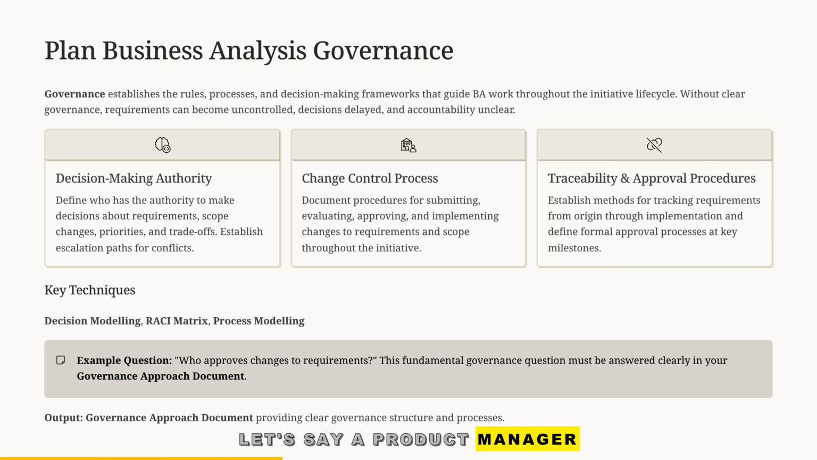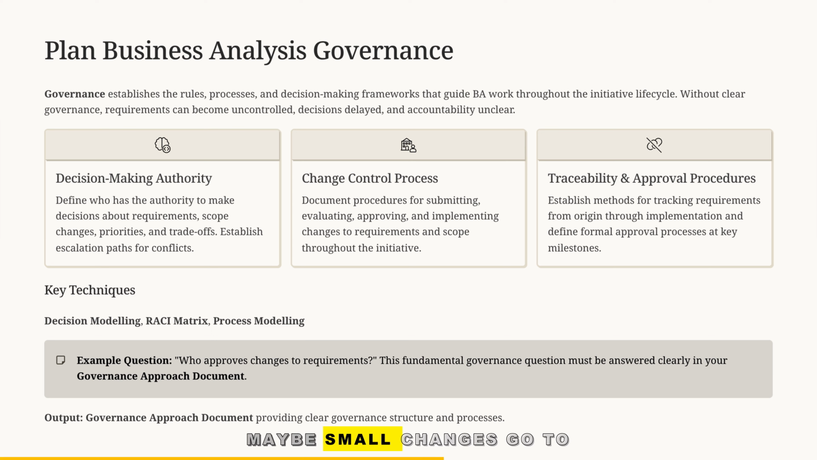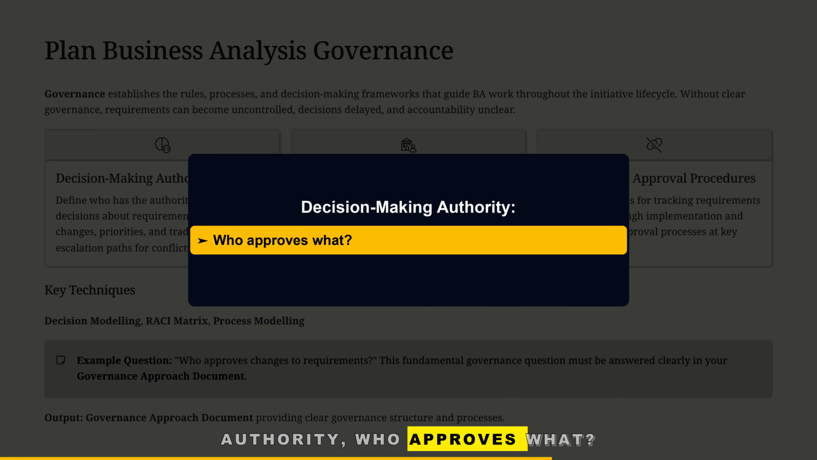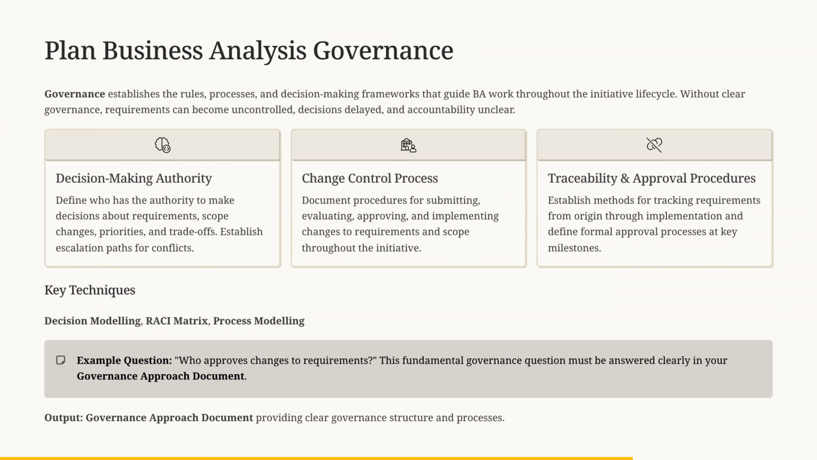Let's say a product manager requests a new feature halfway through a sprint. Without governance, that could derail development. With governance, there's a defined change control process. Maybe small changes go to the BA, larger ones go to a change control board. We also set decision-making authority, who approves what, and traceability procedures, so every requirement can be tracked to its source.